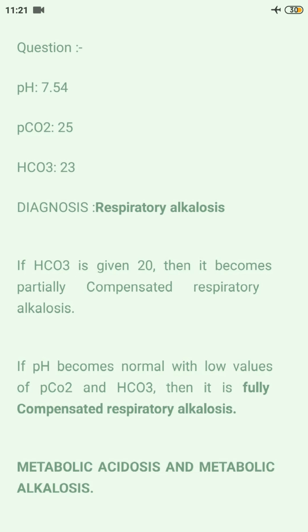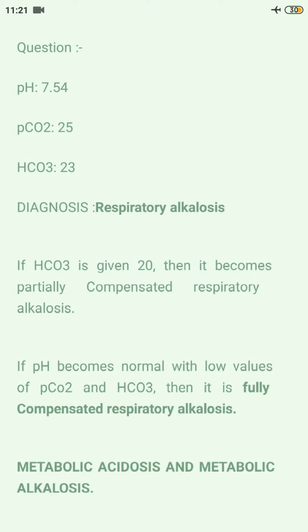Now the next question, here we are seeing that pH is 7.54, so it is the alkalotic part. Now PCO2 is 25, which is less, and HCO3 minus is in the normal range. So PCO2 is less, that means there is respiratory washout of PCO2. That means we are dealing with respiratory alkalosis, and here it is uncompensated because we are not seeing any change in the values of HCO3 minus.